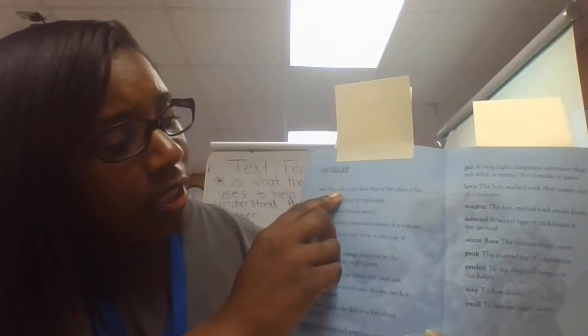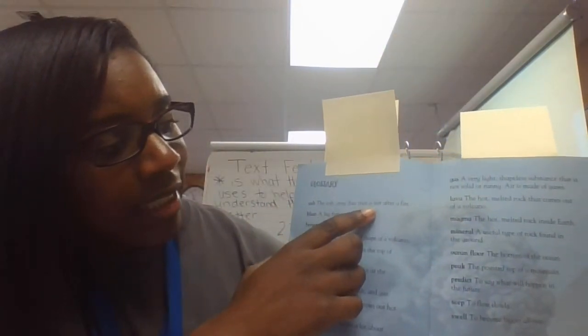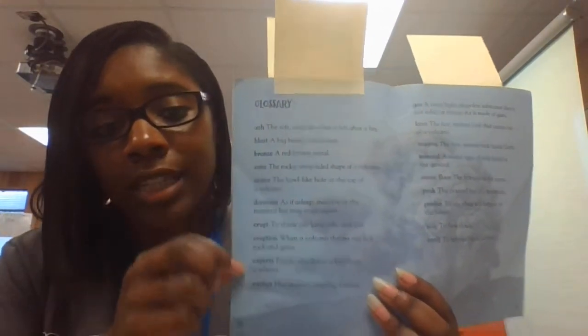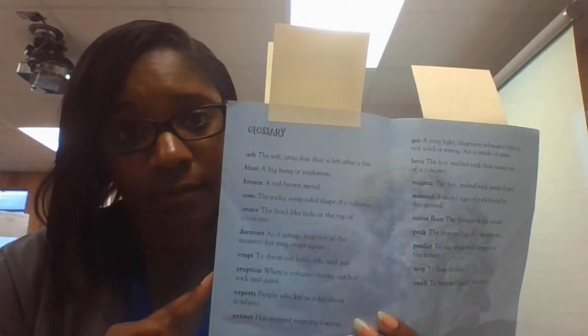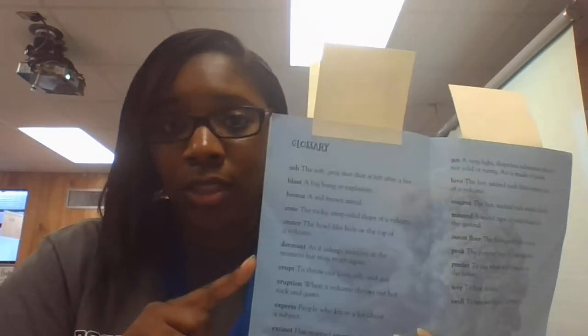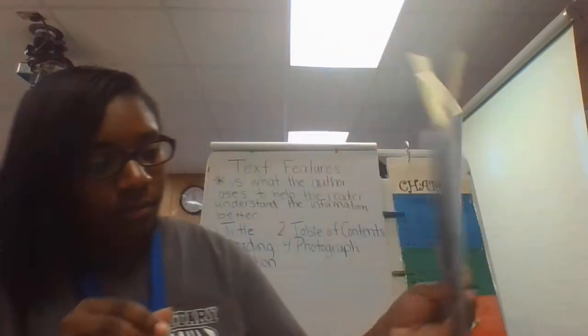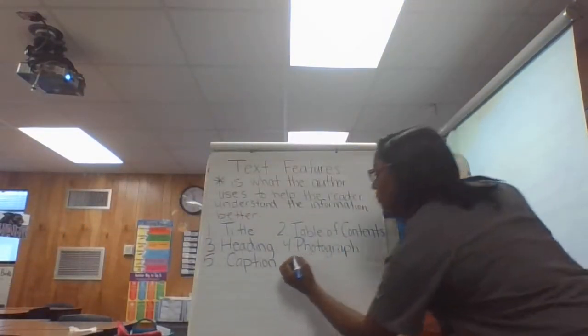Now, ash goes along with volcanoes. The soft gray dust that is left after a fire. So it gives you a short definition of the different words that are within this book only. Okay, so a glossary is like a dictionary, but it's not. And remember, it's at the back of the book. So let's write that down for number 6.